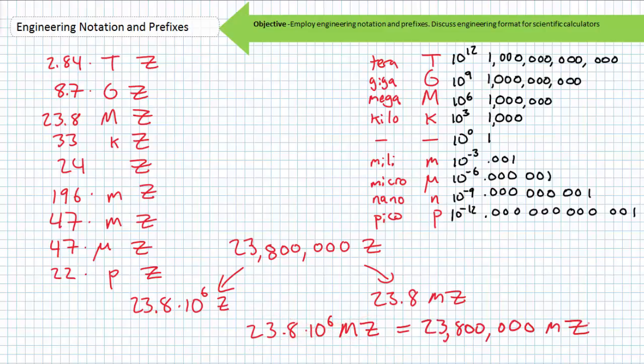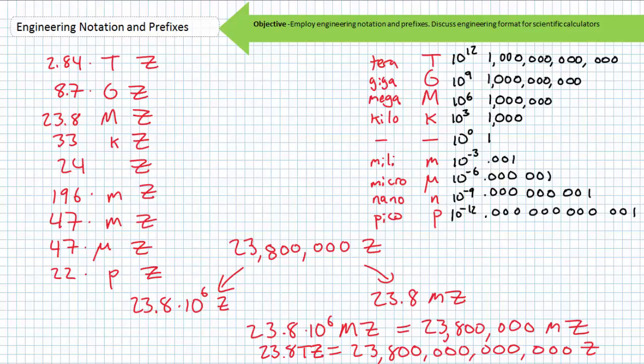23.8 times 10 to the 6 megazoinks means 23,800,000 megazoinks. And if a mega is equivalent to 10 to the 6th, this means 23,800,000 times 10 to the 6th, or 23,800,000,000,000 zoinks, which would more appropriately be written as 23.8 terazoinks. Sorry if this diversion made your head explode.